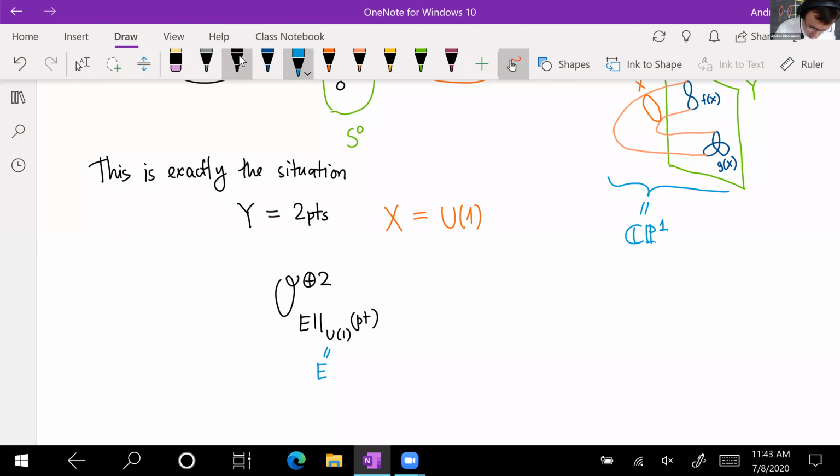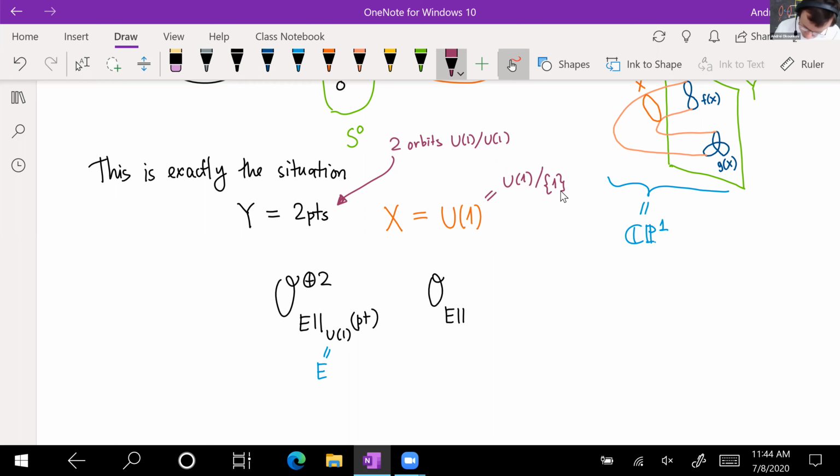And then here I have 1 copy. Well, I don't need a copy here. So you take one copy of the structure sheaf of elliptic homology of now. This means that this point, we need to remember the stabilizer subgroup. So we have a point. It means orbits of the form U1 over U1, and this U1 is U1 over the identity group. So this corresponds to a free orbit.